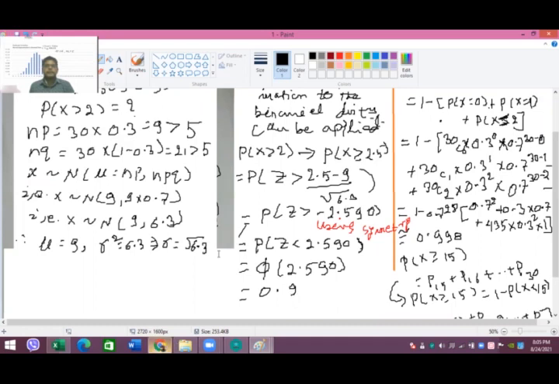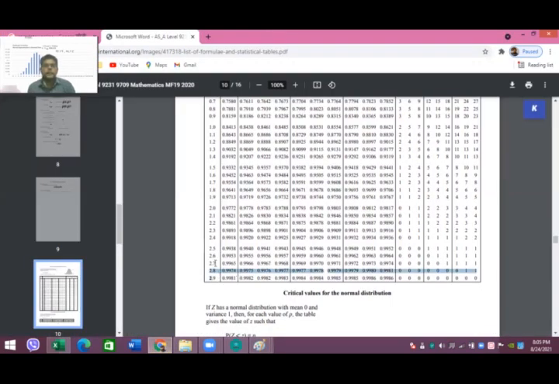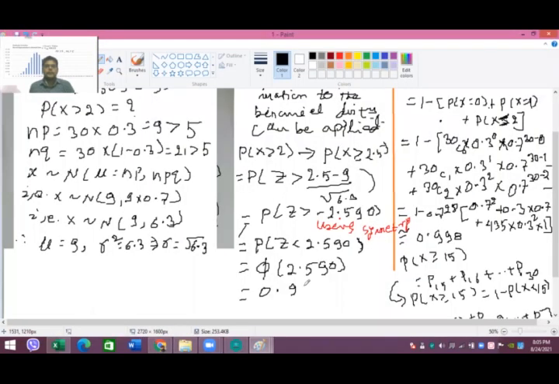Let's check it again. So this value, 2.59, is 0.9952. So let's now compare these two.